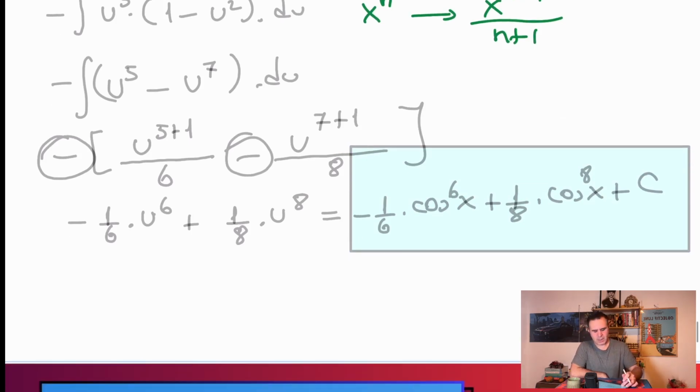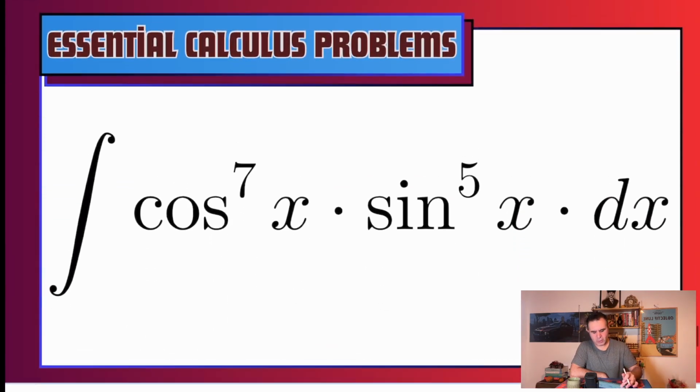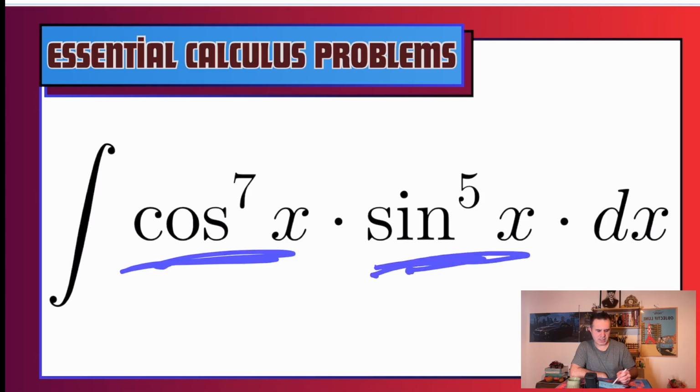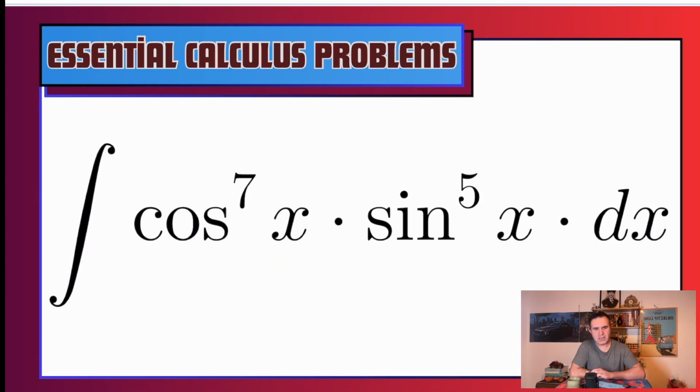Okay. In the next video, I will solve a harder one: cosine to the power of 7x times sine to the power of 5x times dx. See you in the next video.